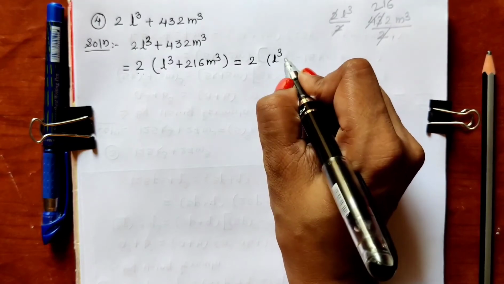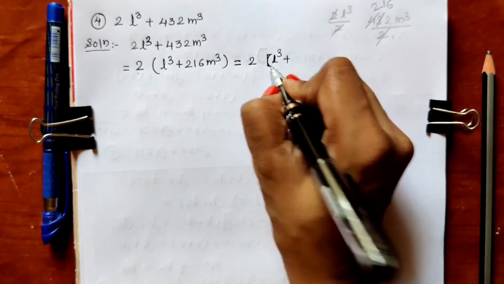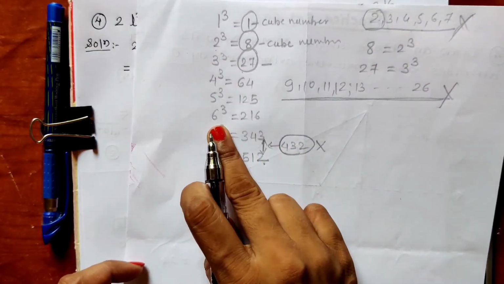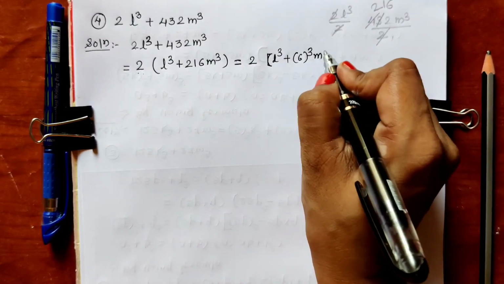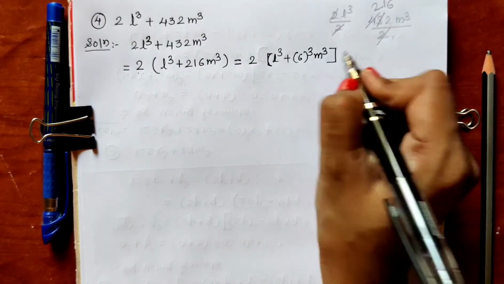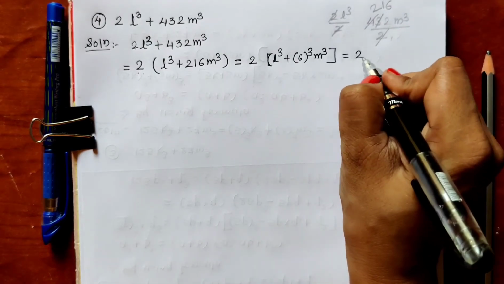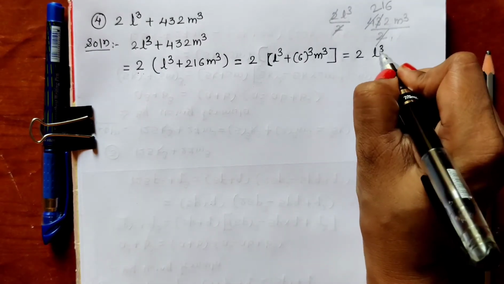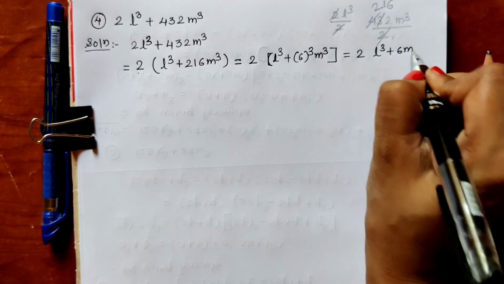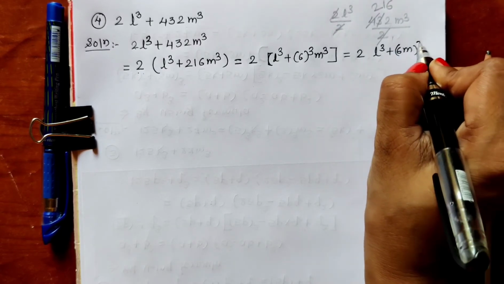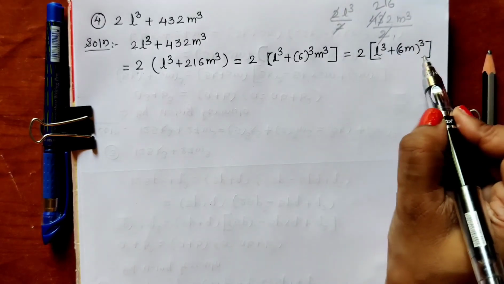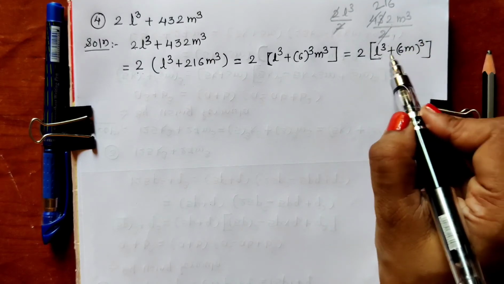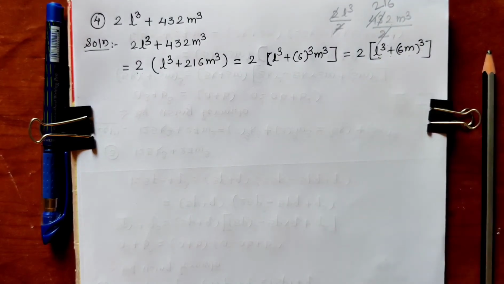L cube plus, we all know 216 is the cube of which number? Just now I have shown you 216 is the cube of 6. So I can write it as 6 cube into m cube. So it will be written as 2 into L cube plus 6m, combined we can write 6m whole cube. Now we can apply the formula to this bracket. L cube plus 6m whole cube, that means the a cube plus b cube formula can be applied here.